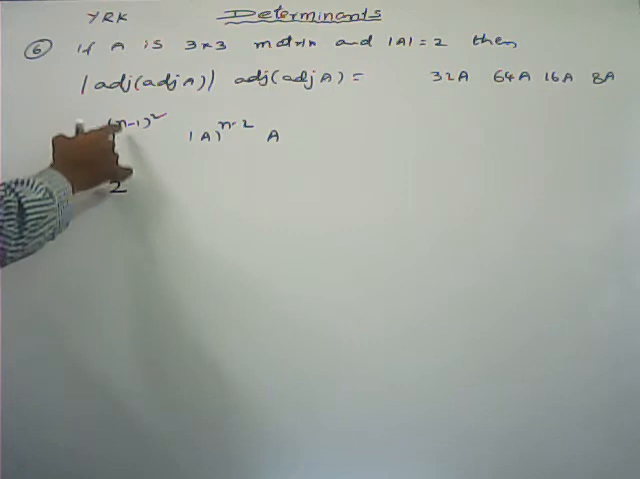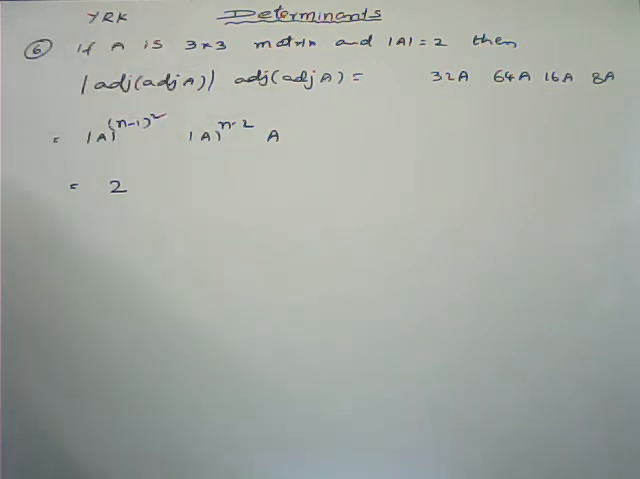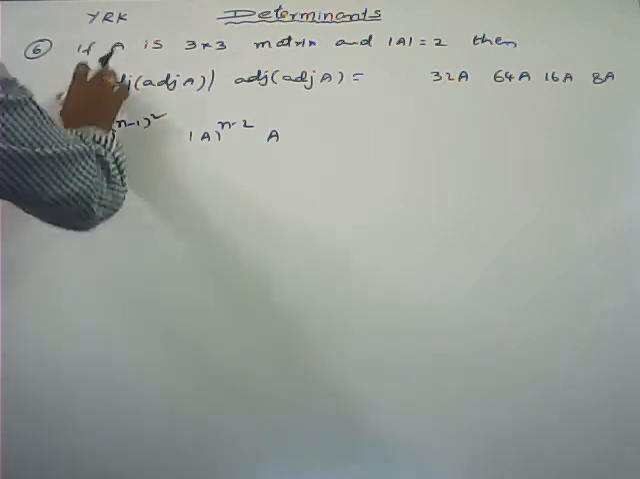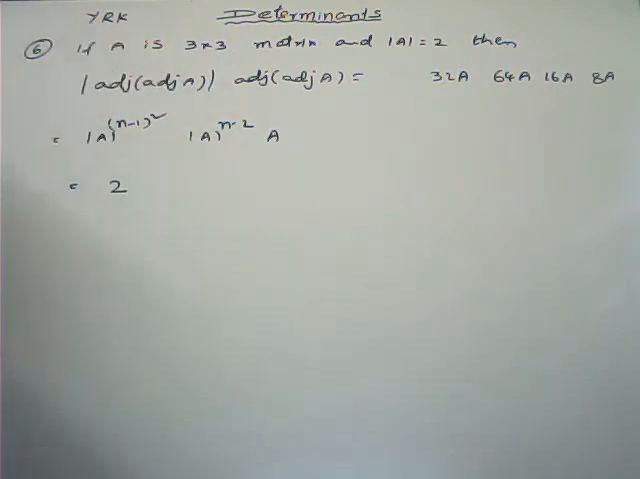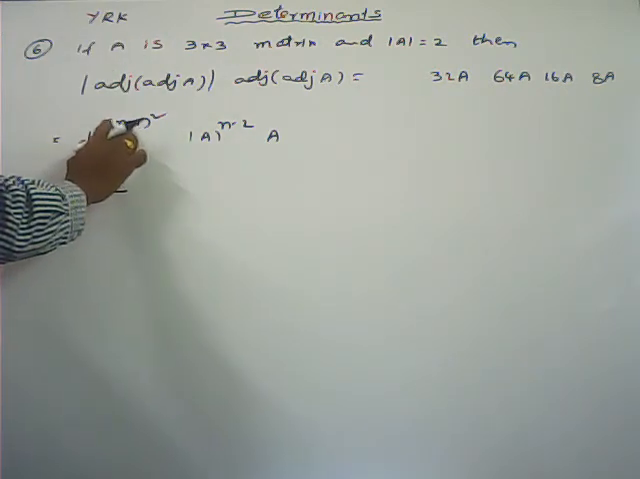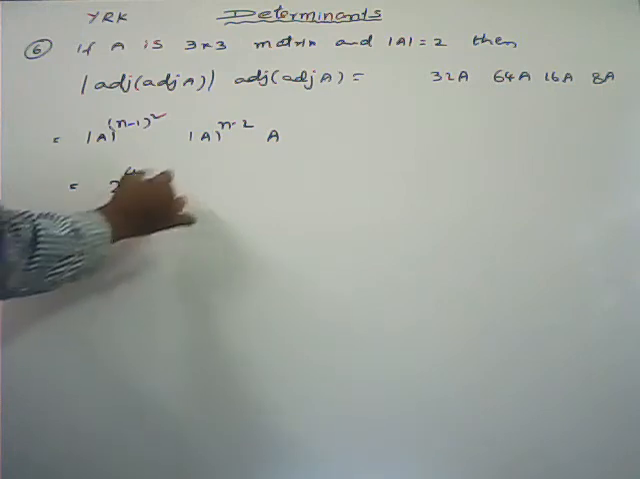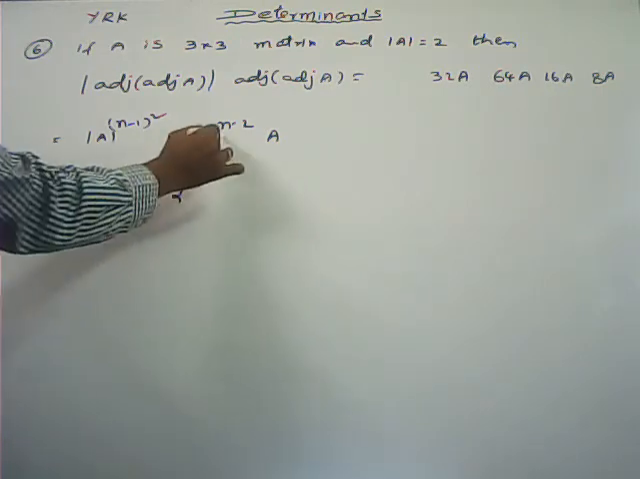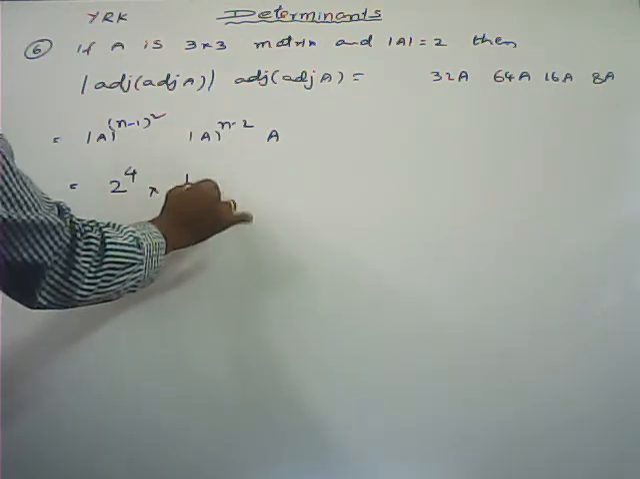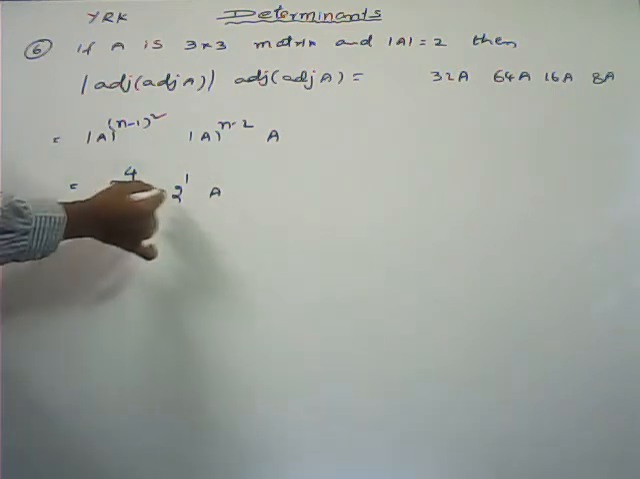2 power, n is the order of the square matrix. What is the order of the square matrix A? 3. So n equals 3. 3 minus 1 is 2, 2 square is 4. Here 2 power 3 minus 2 is 1, into A. 2 power 4 is 16, so 16 into 2, that is 32A.